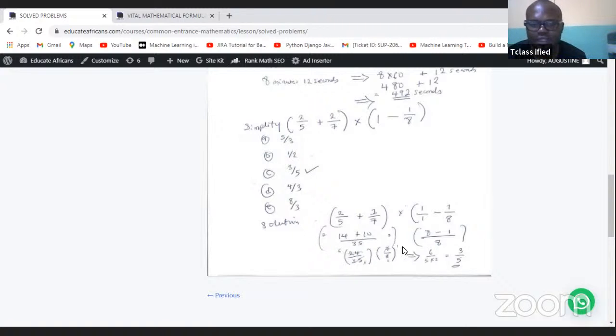So you now have this 6, you bring it here. Then this 5 and this 2, you bring the two of them here. Now 6 divided by 2 is 3. So you have left 3 over 5. And that makes option C the right answer.